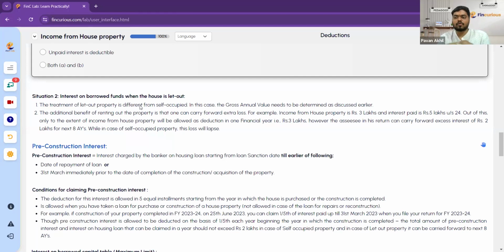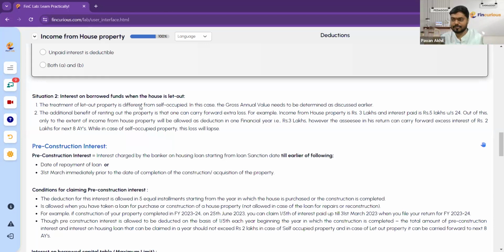Now another case. That value is coming to 6 lakhs, and the interest paid on housing loan is 7 lakhs. You cannot claim 7 lakhs. You can claim only 6 lakhs. Then what about the balance 1 lakh? That balance 1 lakh will be carried forward to the next 8 assessment years, and it can be set off against next year's income. Something crazy, right? So you need to understand these small things.